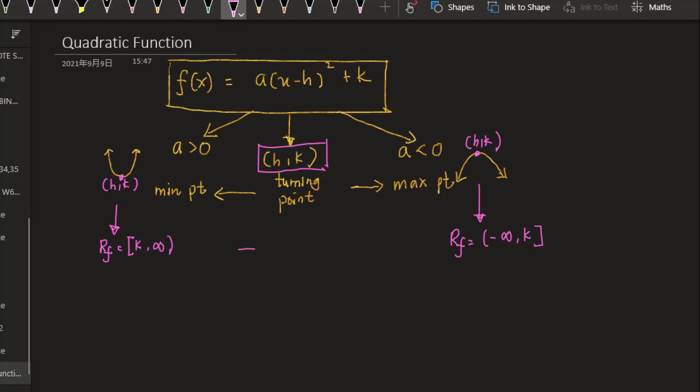And for both, the domain is always real numbers. No matter which case, the domain is always real numbers. So we have to be clear with it.